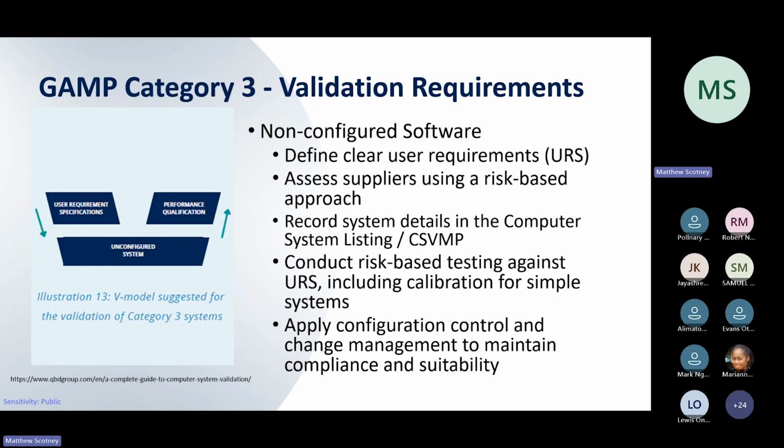So what we're going to do is we're going to say, what do we want? What do we actually need it to do? We're then going to look at a supplier and make sure the supplier can actually deliver against that. We're then going to record this information within some sort of computer system directory. And the reason we do that is because that's our index of all the computer systems that we use. And that index is really important because that's what demonstrates when we've done our system level risk assessment.